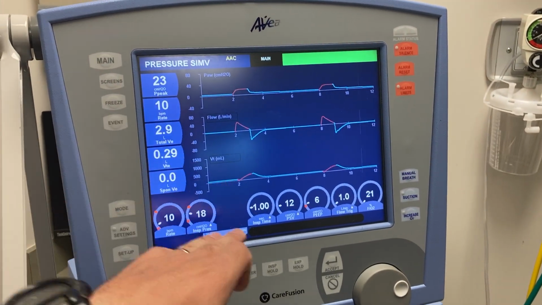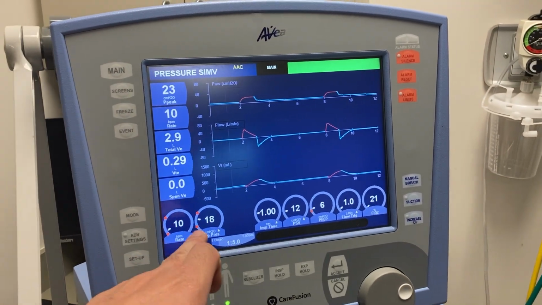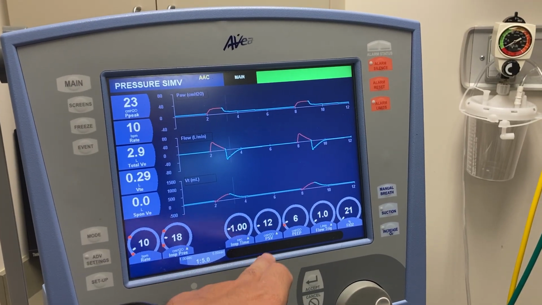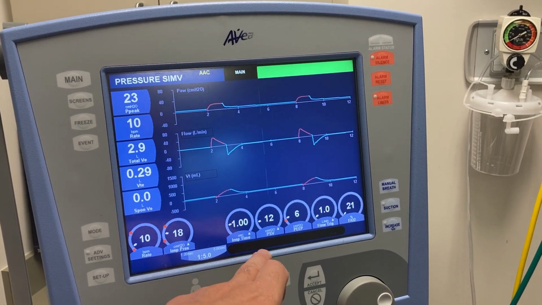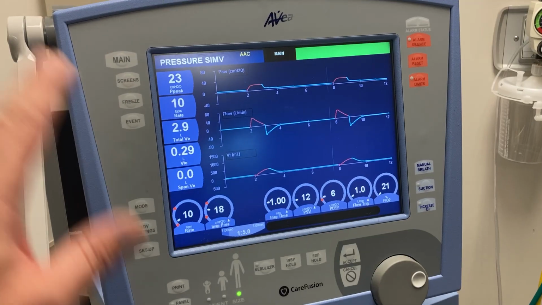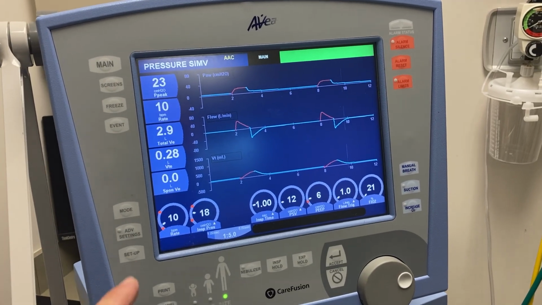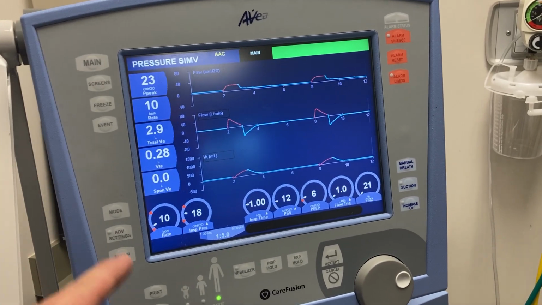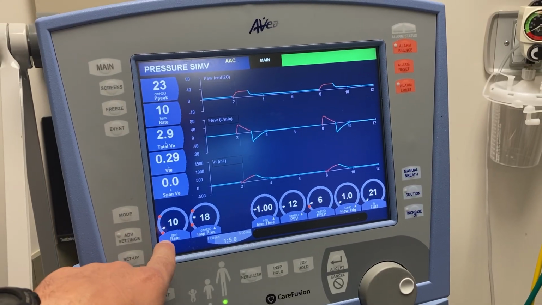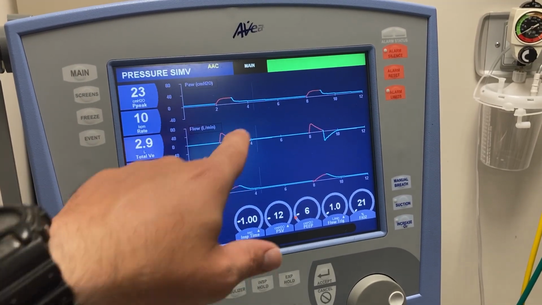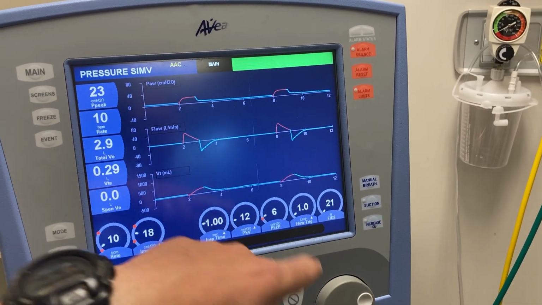In SIMV pressure control, you will notice a tab show up here that does not show up in assist control pressure control. So this patient has the ability to breathe spontaneously in between or synchronized with the 10 breaths that this machine has delivered. So every 6 seconds, this machine is going to give a breath.